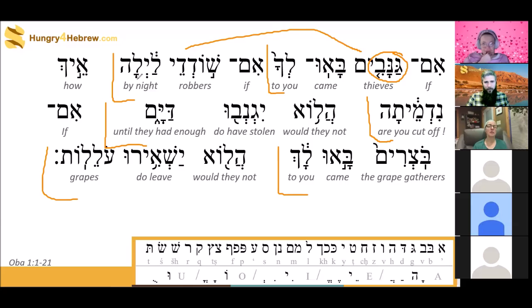Robbers by night. Then the question comes. Here's your question word. Ech, how nidmeta. All right, so this word probably has to do with being made silent, and by extension, being cut off. That's the theory. Some people say it's two different, what do you call those? Polysemy? It's when a root has two different definitions versus there being two different roots. So it looks like one root with two different definitions. Dama, to be silent, or dama, to be cut off.